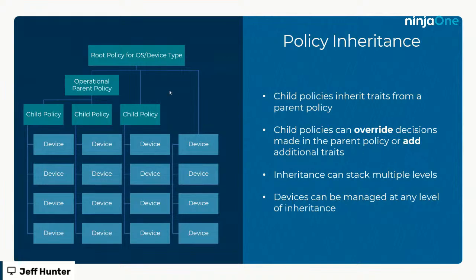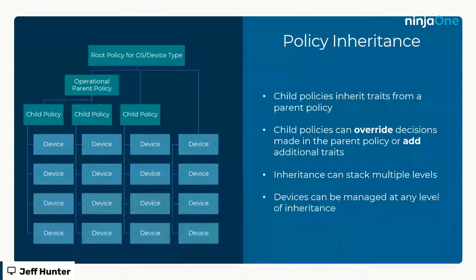One thing to keep in mind here is that the management is top down. You want to try to put as much in your top level policy as you can because you can't go back up. Anything I put in my child policy here is invisible and not able to be seen by the operational parent policy or the root policy. So just make sure that we view policy creation and policy management from a top down structure.